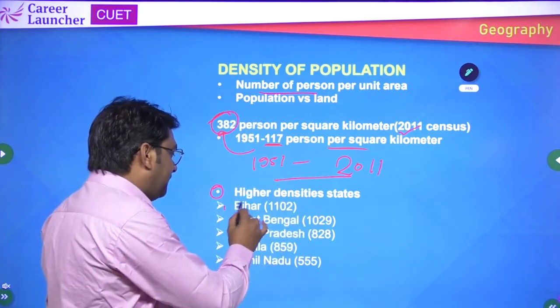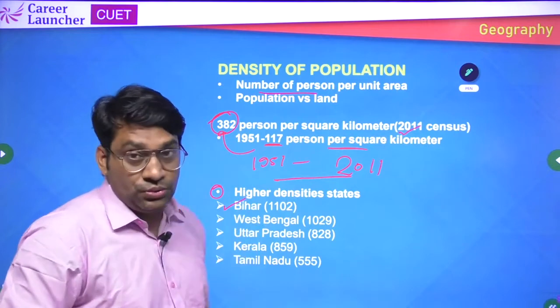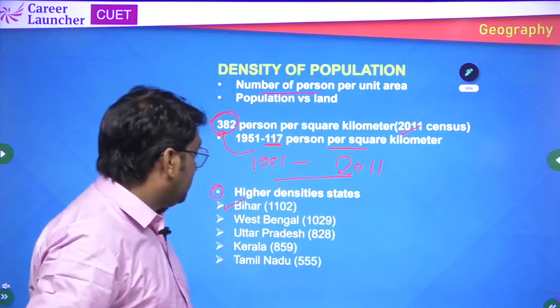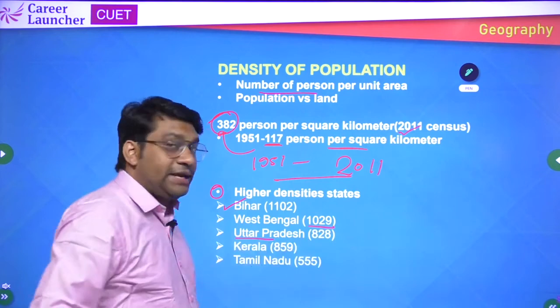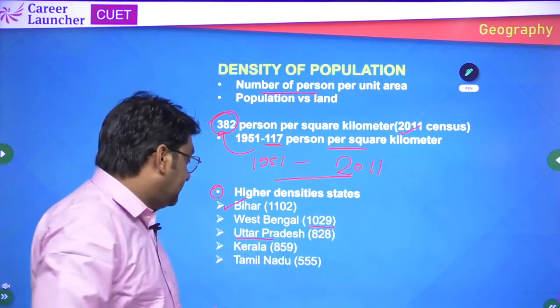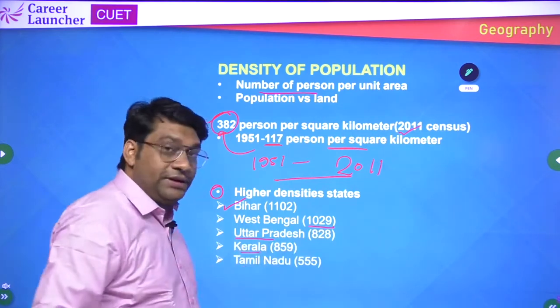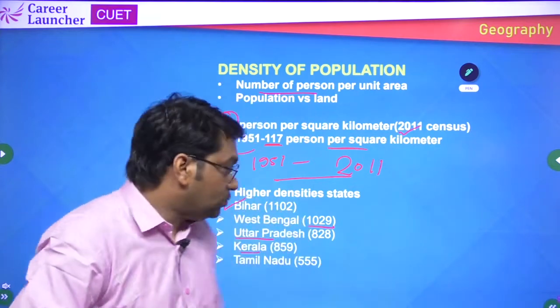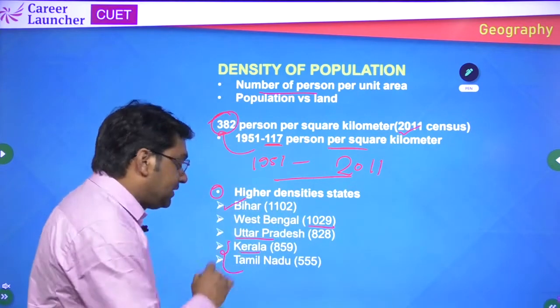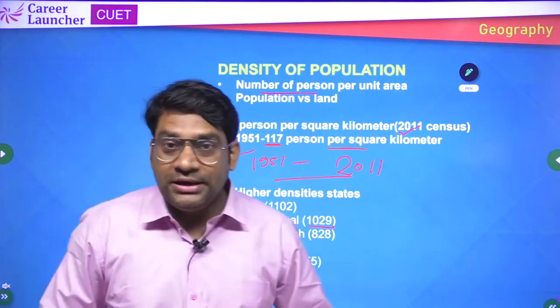You see, Bihar has 1102 persons per square kilometer. So Bihar has the highest density. Then West Bengal 1029, Uttar Pradesh 828, then Kerala 859, and Tamil Nadu 555. These are the two southern states that have high density in peninsular India.